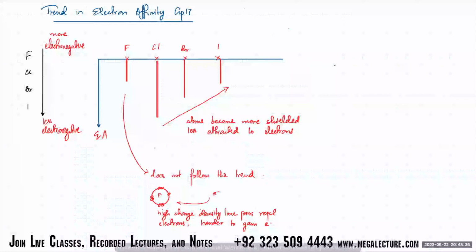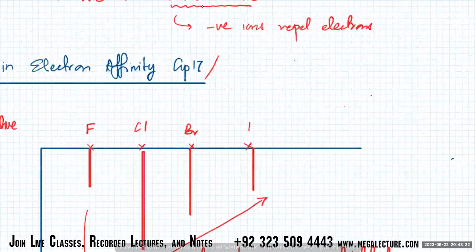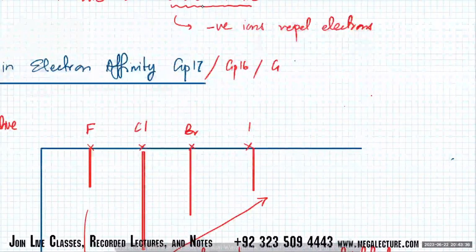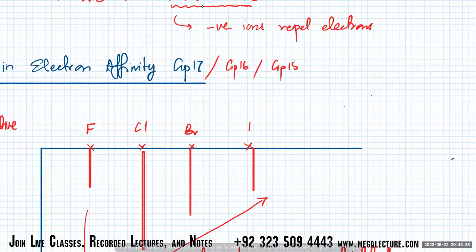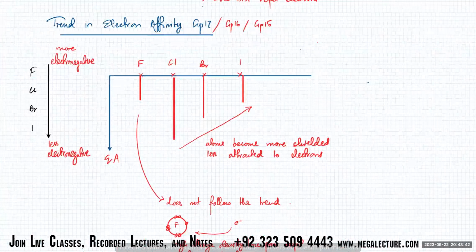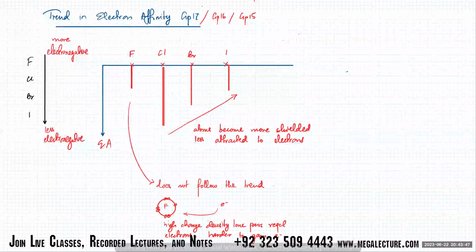And the same trend kind of repeats in group 16 and 15 as well. In 16, it's oxygen. Oxygen is not that strong because the lone pairs are so crowded together that it doesn't really like to gain electrons very, very strongly.